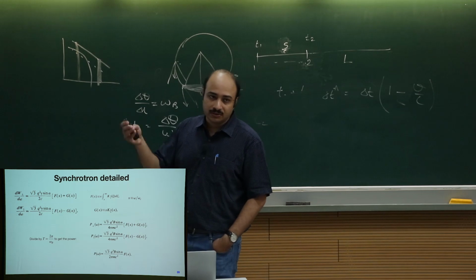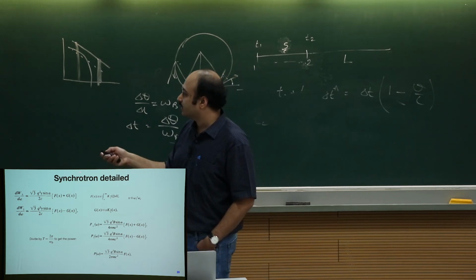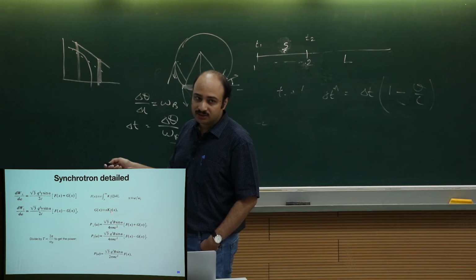How do you derive it? You have to go through a lot of mathematics, but you have to take my word for it for now. So this is the power perpendicular, power parallel. You have these two F(x) and G(x) functions. And the total power then is just the sum of these two. The G(x) integrals go away. But the G(x) integrals are important if you want to understand the polarization.